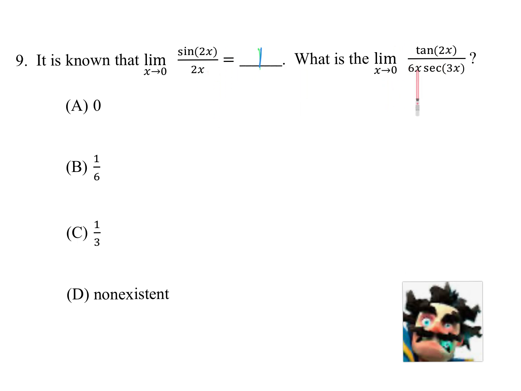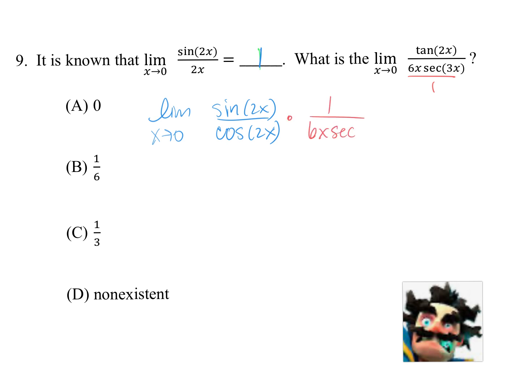If we remember that, can we use that to help us over here? Huh! We can. Here's the deal. We're going to break things apart. Limit as x approaches 0. How can I rewrite tangent? Sine over cosine. So I'm going to say sine of 2x over cosine of 2x. That's just the tangent, right? Dividing by this fraction is the same as multiplying by, Steffi? 1 over 6x secant of 3x.